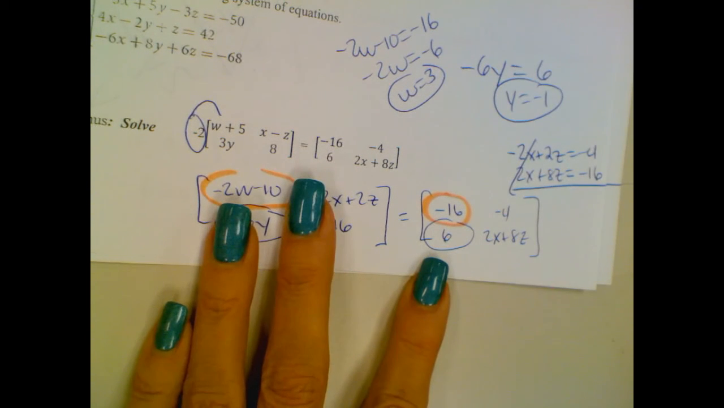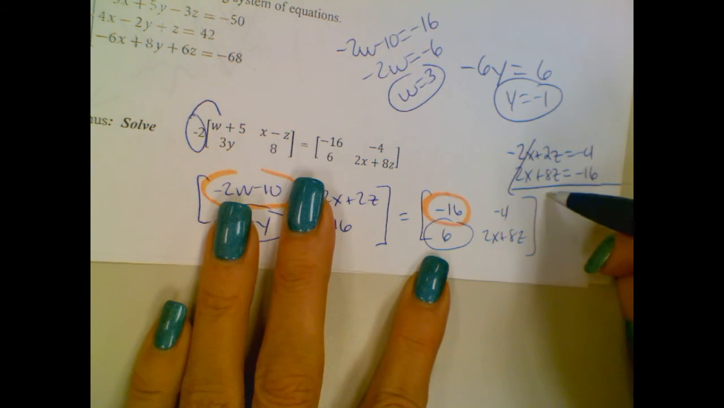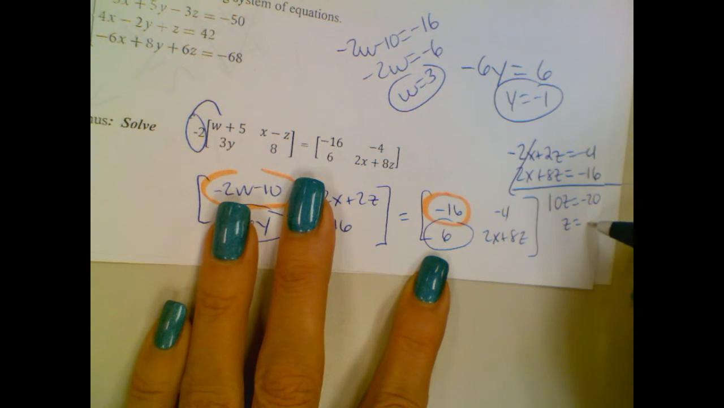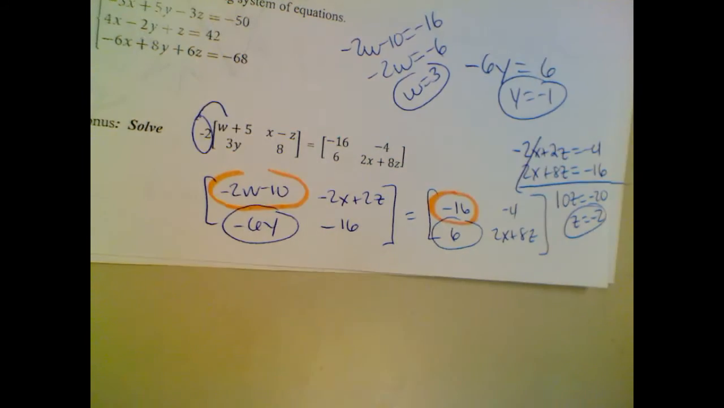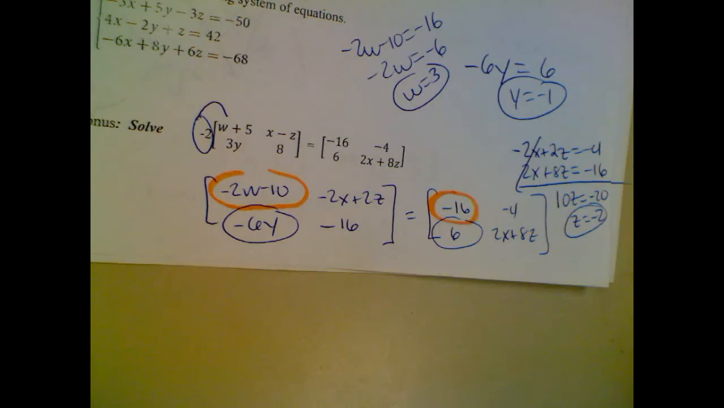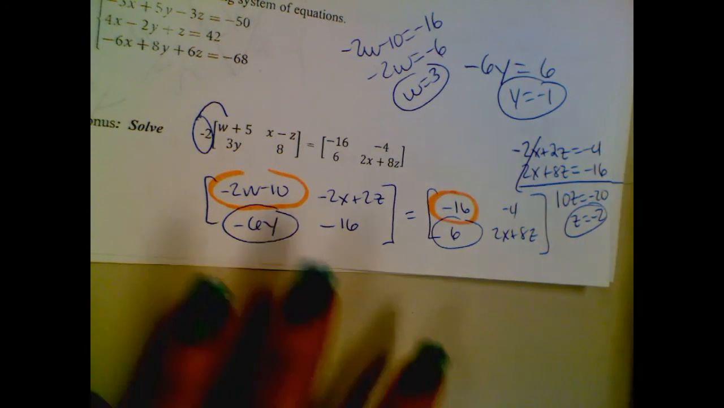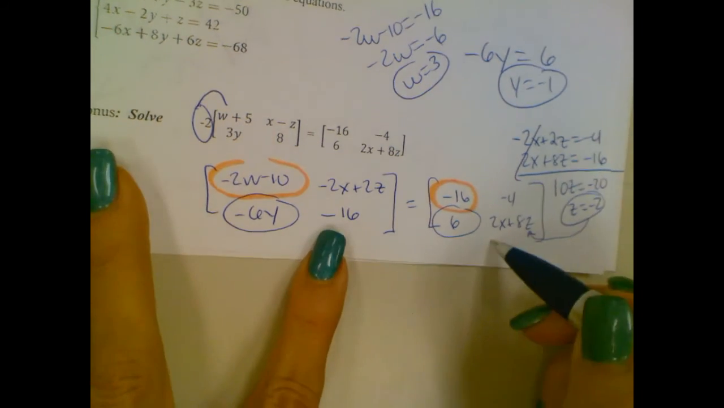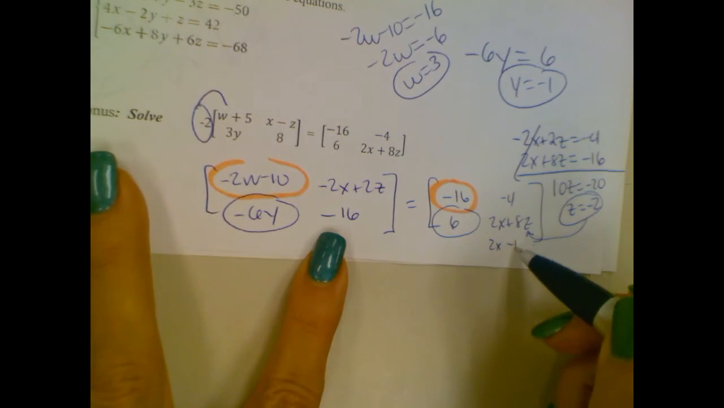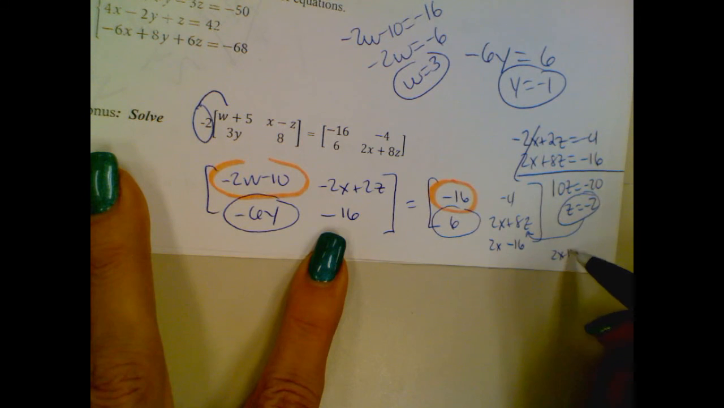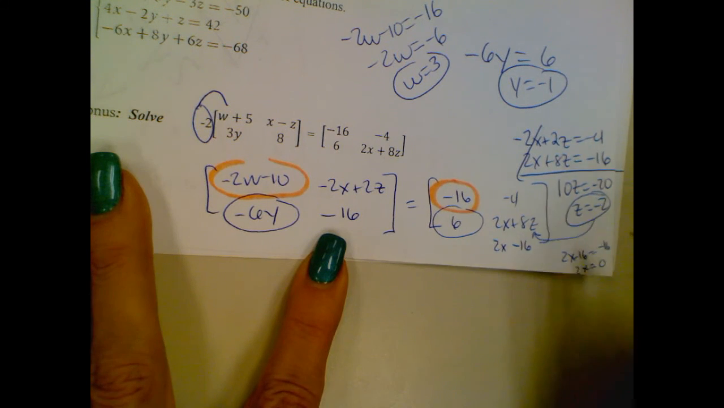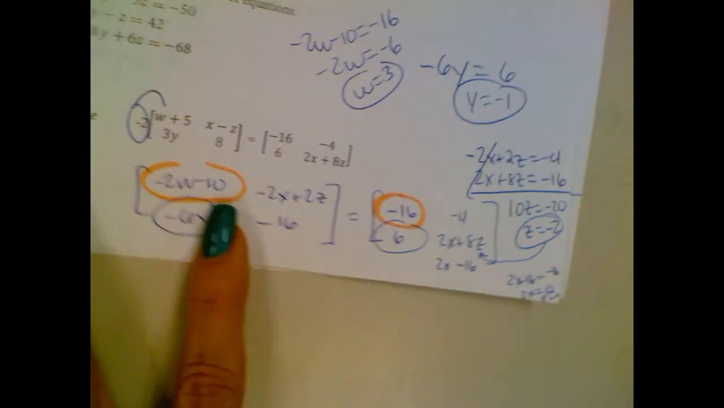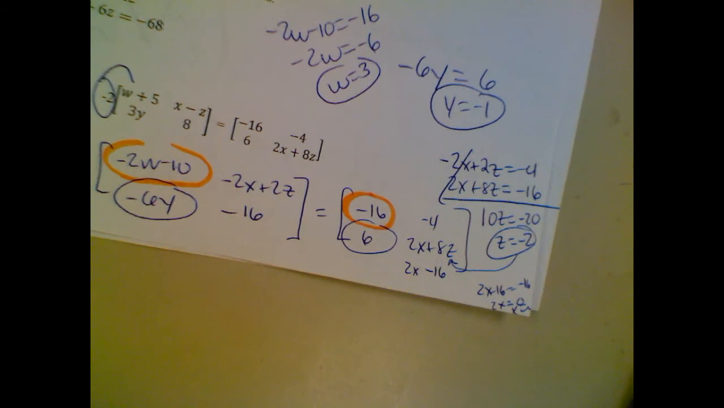X's cancel. They're already opposite. What's 2z plus 8z? 10z equals -20, so what does z equal? -2. There's your third answer. Now, if you know what z is, how can we find x? Plug it into one of these z ones. Pick one. Let's plug it in right here. This last one right here. 2x, and then 8 times -2 would be -16. So you can take 2x minus 16 and set it equal to -16. I think it's going to be 0, isn't it? And x is 0. That's good algebra right there.